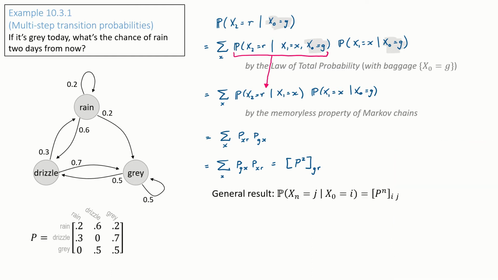In fact, there's a general result here. The probability of going from state i to state j in n steps is given by the relevant entry of the transition matrix P raised to the power of n. Okay, so that's a typical calculation with a Markov chain.